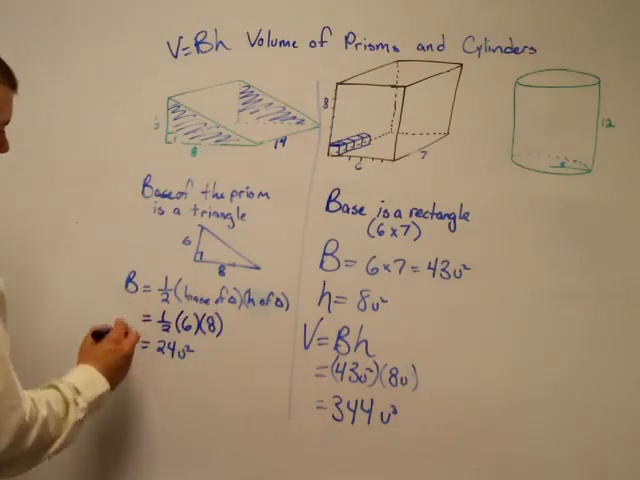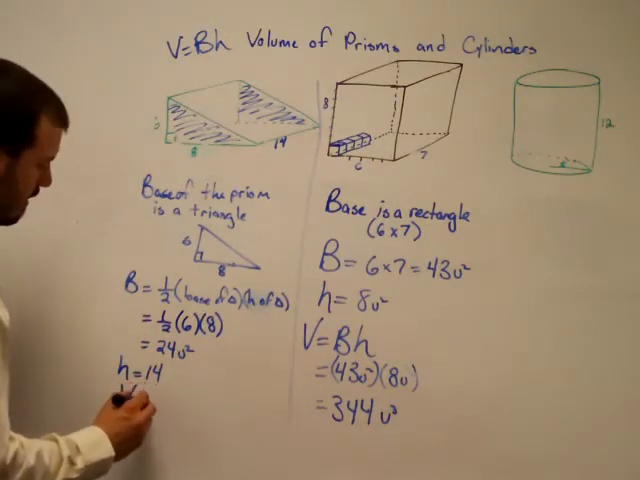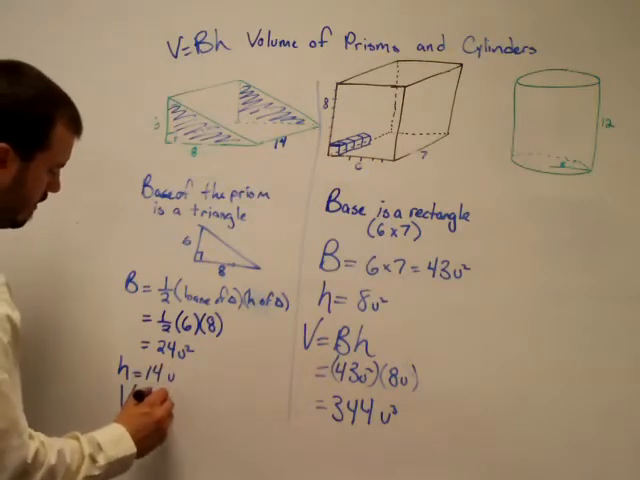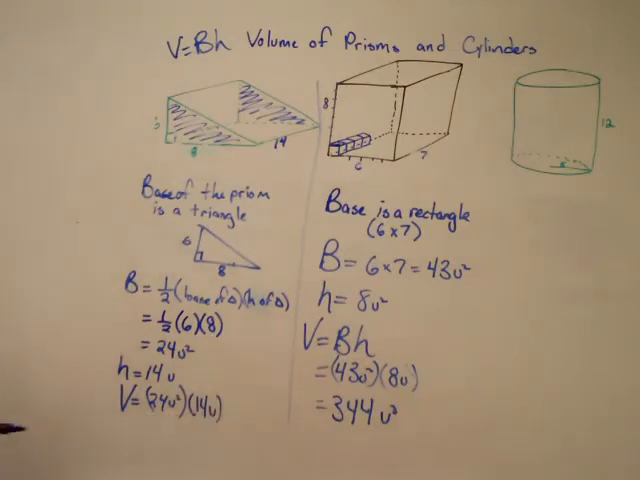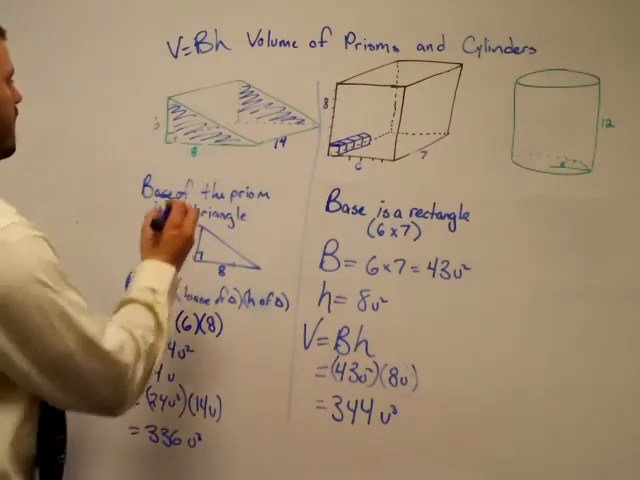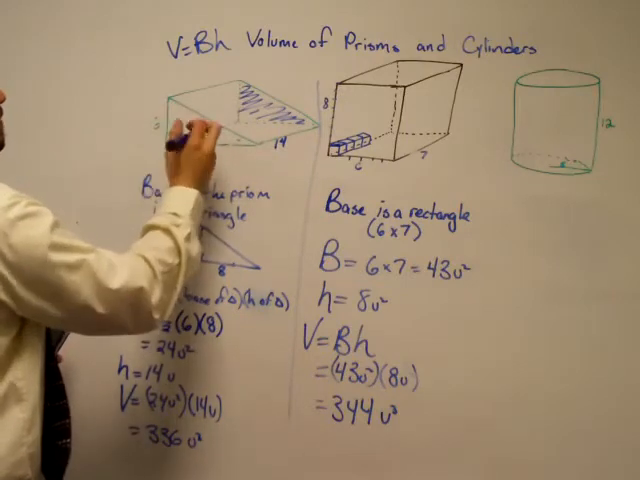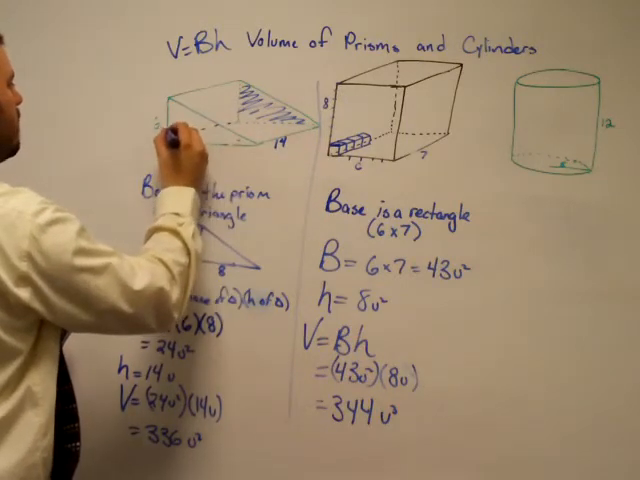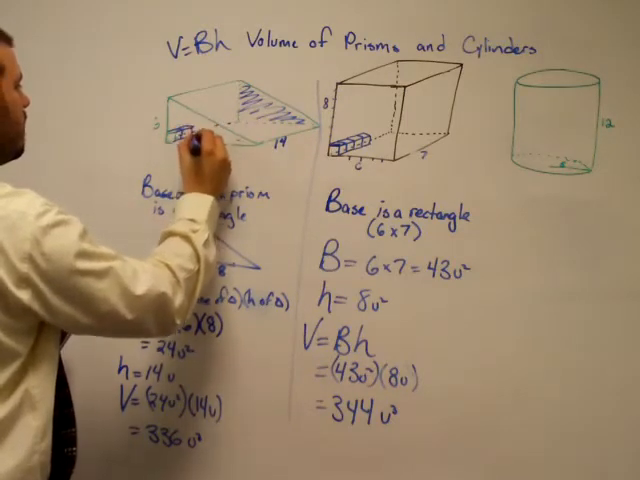And then my height equals 14, so volume is the base area, 24 units squared, times 14 units, and that is 336 units cubed. So again, for this picture, we would be looking at cubic units, because we want to know how many 1 by 1 cubes would fill the shape.